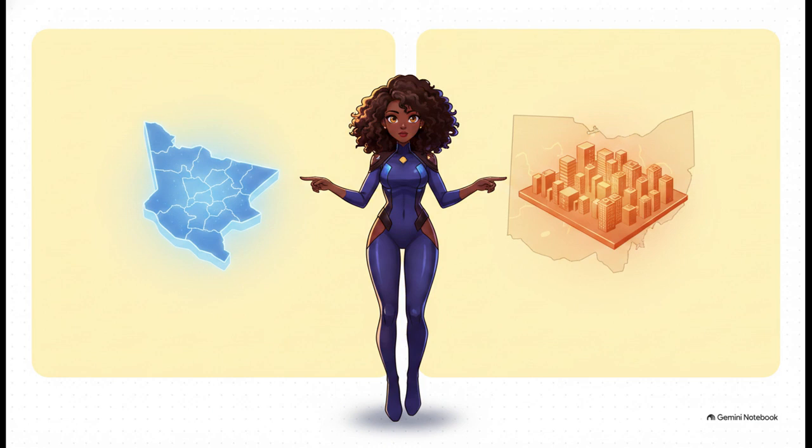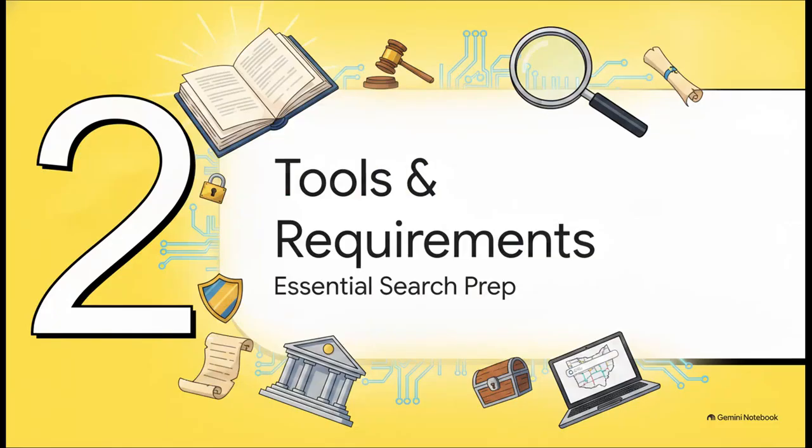So if you search for an incident that happened in the city of Warren using the Warren County portal, you're going to get absolutely nothing. You really have to know your map to avoid those false negatives. Moving right along to Section 2, tools and requirements. Now that we know exactly where we're looking, let's cover the basic database rules you need to have ready before you type a single letter.